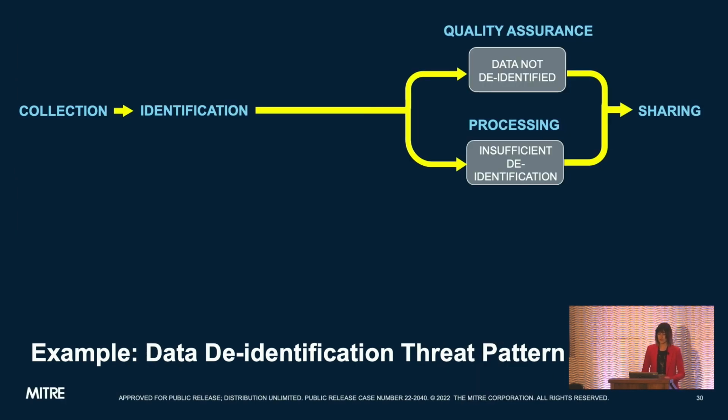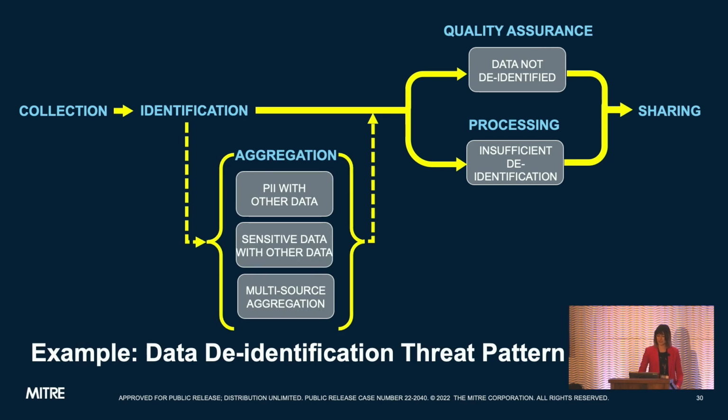So here's what the taxonomy activities and threat actions look like as a threat pattern. The collection, identification, and sharing activities do not have individual threat actions specified, so they appear without any of the gray tile threat actions, while the quality assurance and processing activities appear with their relevant threat actions, data not de-identified and insufficient de-identification. So these threat actions are what differentiate this pattern from other patterns. Aggregation is a common feature in this pattern, but it's not actually essential to the kill chain. The de-identification pattern can actually exist without aggregation.